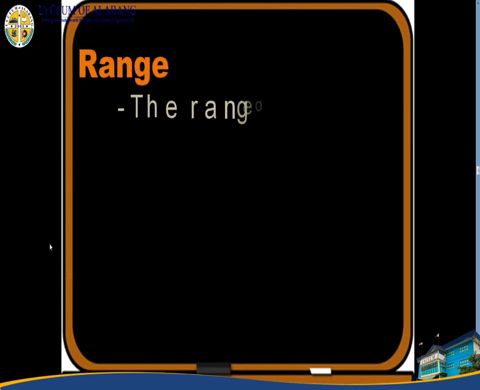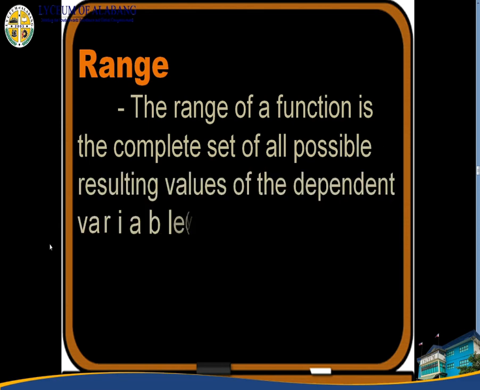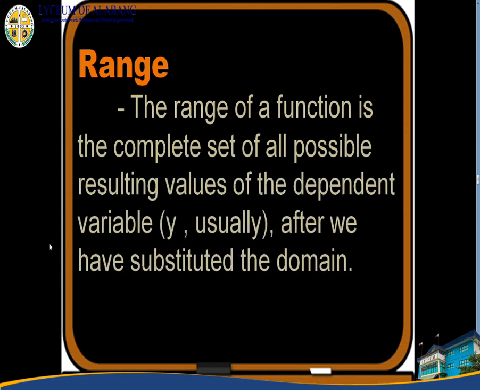Range. The range of a function is the complete set of all possible resulting values of the dependent variable y, usually after we have substituted the domain. The range is the set of all y or output values. We may describe it as the collection of the second values in the ordered pairs. The range is the set of all second elements of ordered pairs, or y coordinates.